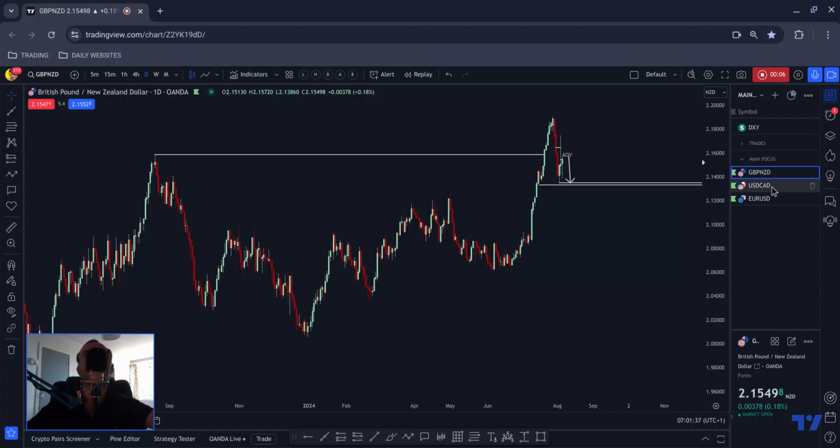So this morning I have three pairs on watch, and those are pound Kiwi, dollar CAD, and euro dollar. My favorite of the bunch this morning is pound Kiwi, and I'm going to break that down for you now.